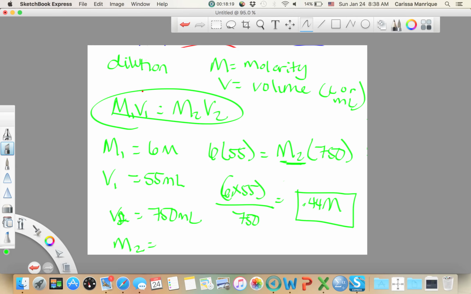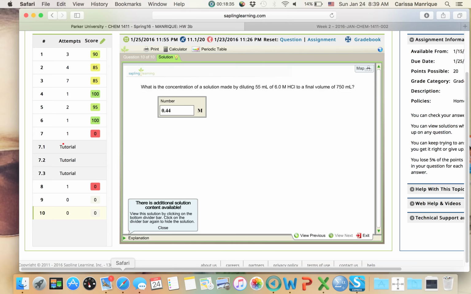Okay, so again, how do I know to do M1V1 equals M2V2 versus just doing a regular molarity problem? One thing is it's going to talk about 2 different molarities, but it'll use the word dilution in the problem, some form of dilution. So if I go back to it here, what is the concentration of a solution by diluting? So diluting, dilution, diluted, some form of dilute is in the problem. And you see you're going to get 3 different numbers there.